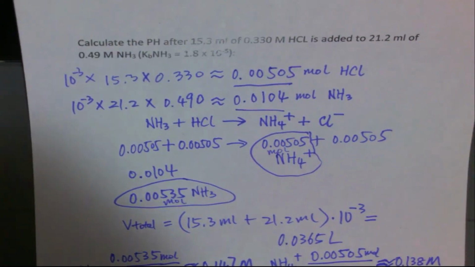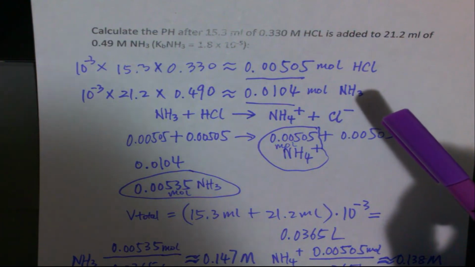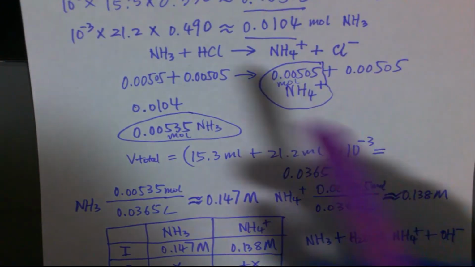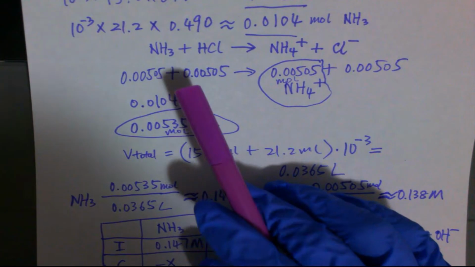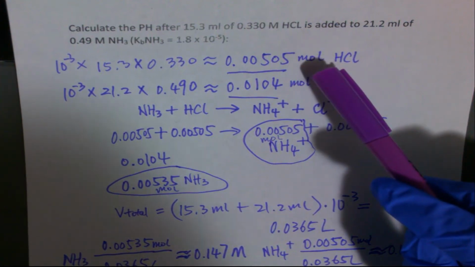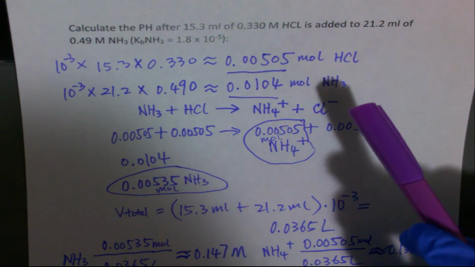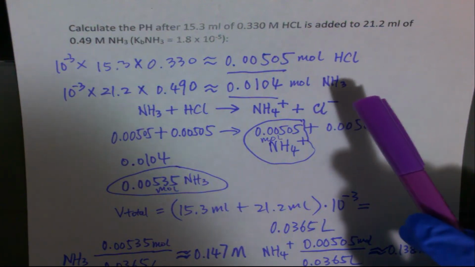We'll calculate the moles when we do the stoichiometric chemistry. We found the moles of hydrochloric acid is 0.00505, and ammonia is 0.0104. I wrote the reaction formula over here, and we can see that ammonia is in excess. It's more than the strong acid, hydrochloric acid. So all the hydrochloric acid will react with ammonia.